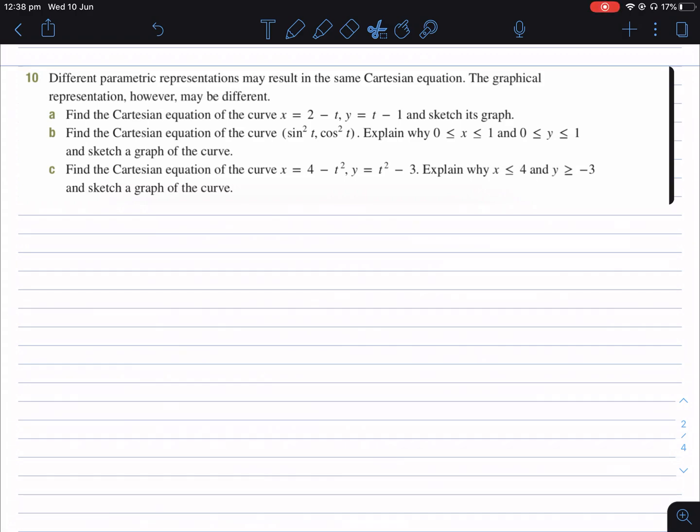All right, question 10. We're doing BC. Okay, so for the first one, for B, we've got, see how they've given it to us as sine squared t, cos squared t. This is x and this is y.